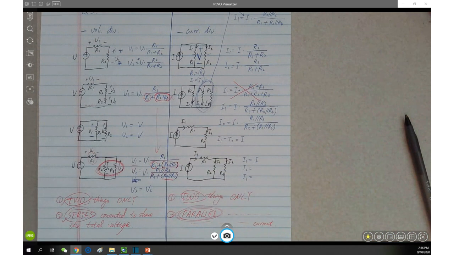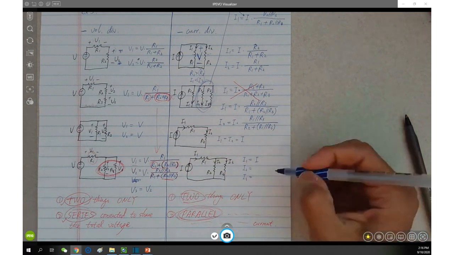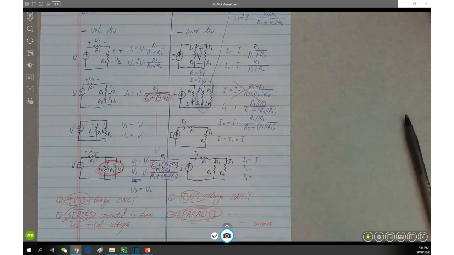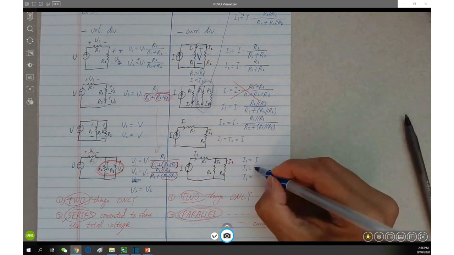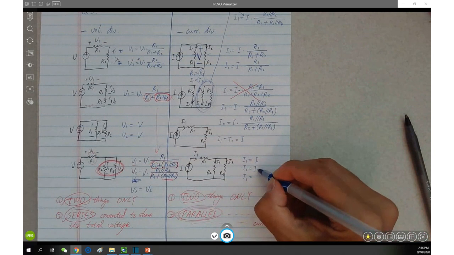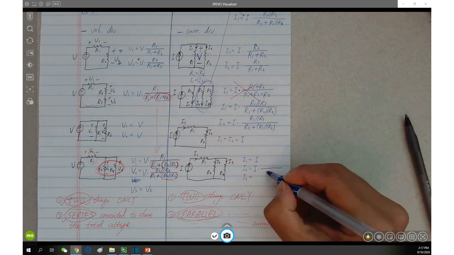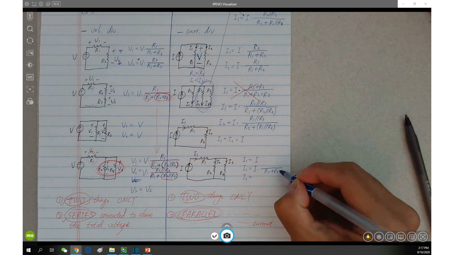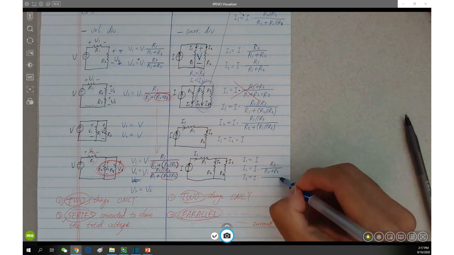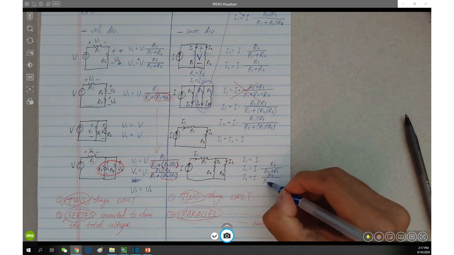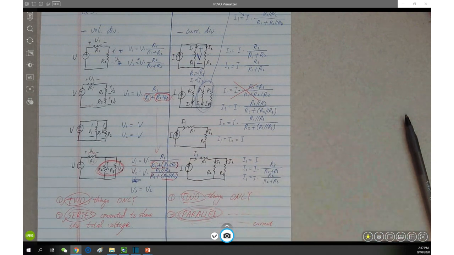Good. And then I2 equals what? I2 is dividing the current with R3. So I2 equals the total I times the ratio. Again, R2 and R3 are dividing the current as this. R1 is not part of the current divider. R2 and R3 are.